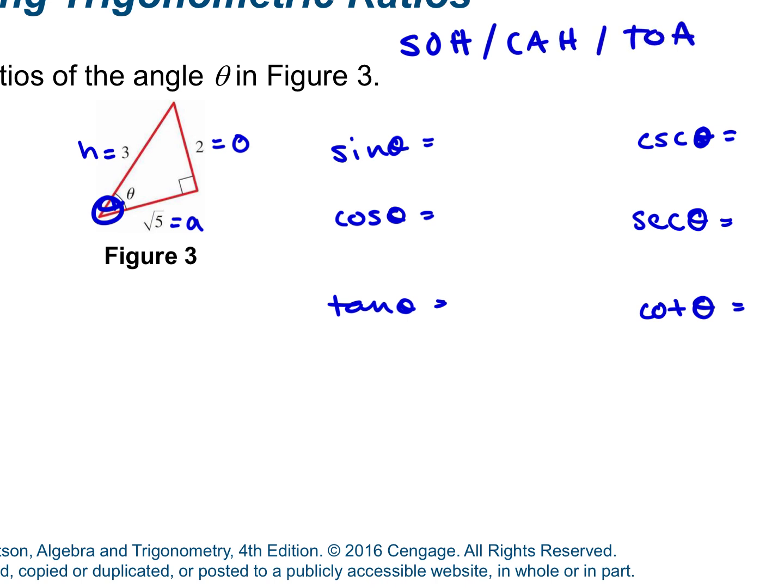So starting with sine. Sine is opposite over hypotenuse. What would our opposite over hypotenuse be? 2 over 3. Awesome. What about cosine? Cosine's adjacent over hypotenuse. What would our adjacent over hypotenuse be? Square root 5 over 3. Perfect. And then our opposite over adjacent would be what? What's our opposite over adjacent? 2 over square root 5.